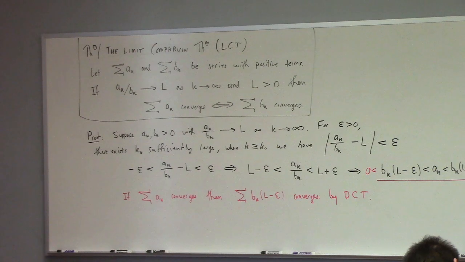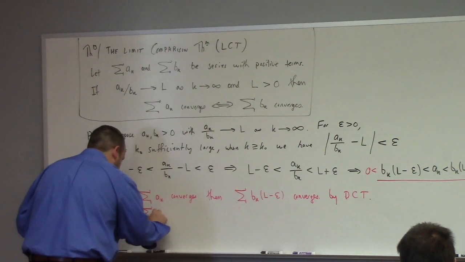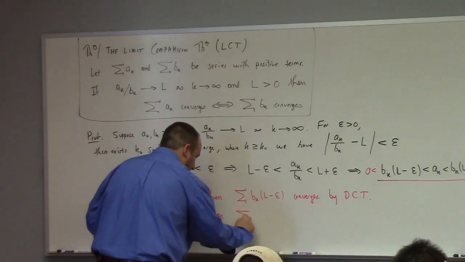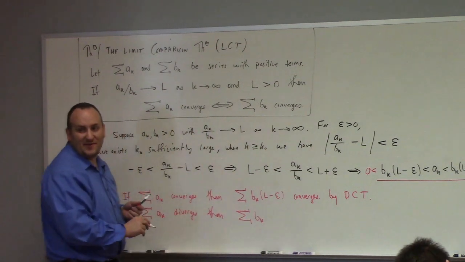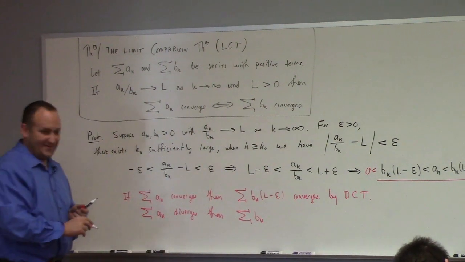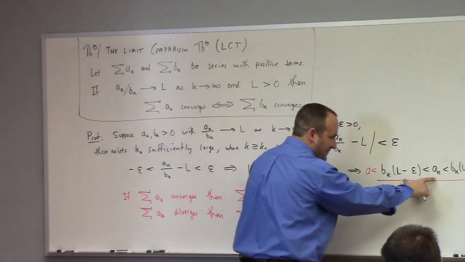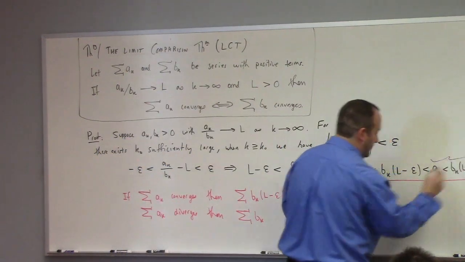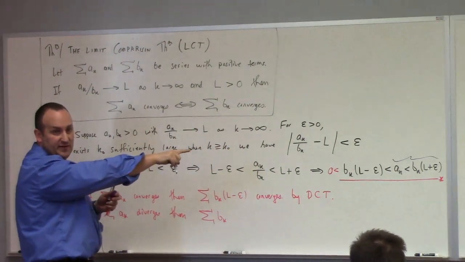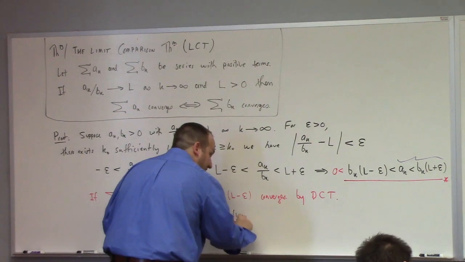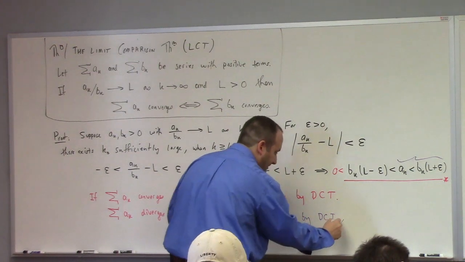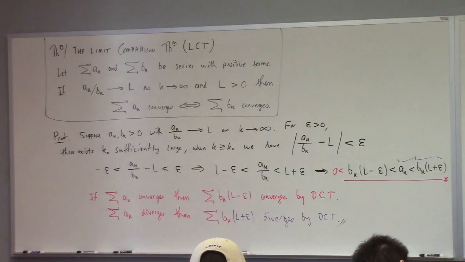What about the other? What if the sum over a sub k diverges? Then we have the other. So this time I have an answer to your question. You'll be asking me where do we use both sides of the inequality, right? So I use the left-hand side to get the convergence. I'm about to use the right-hand side to get the second. Like this right here tells me that a sub k diverging implies that the sum of b sub k times L plus epsilon diverges. Again, by the direct comparison test, all right? So that's the theorem. This is the limit comparison test.